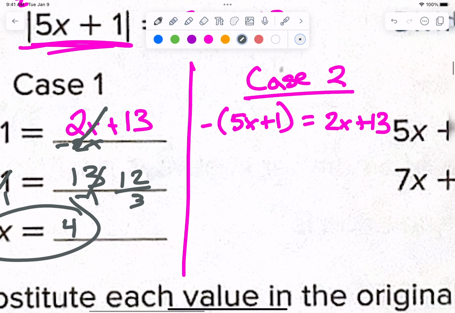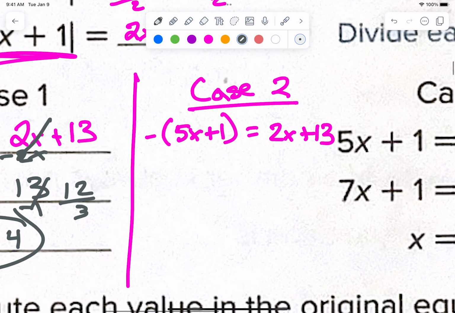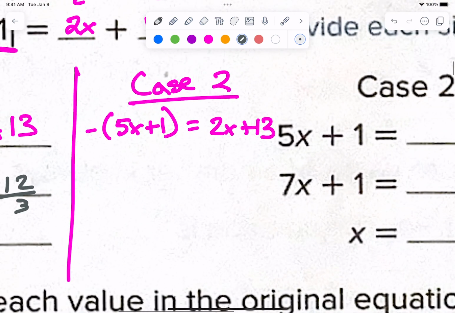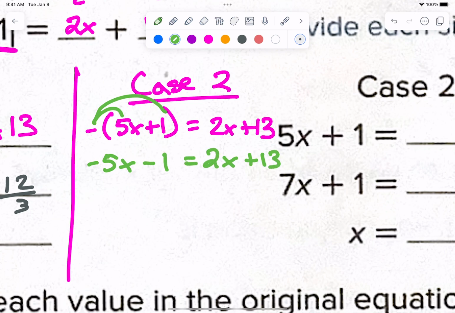All right, case 2. What should we do first on case 2? Let's distribute the negative. So what's a negative times 5x? Negative 5x. What's a negative times 1? Negative 1. 2x plus 13. What would you like to move? The plus 1. Get the x's together first. You want to move the 2x over? Yes. Minus 2x, minus 2x. So negative 7x minus 1 equals 13.